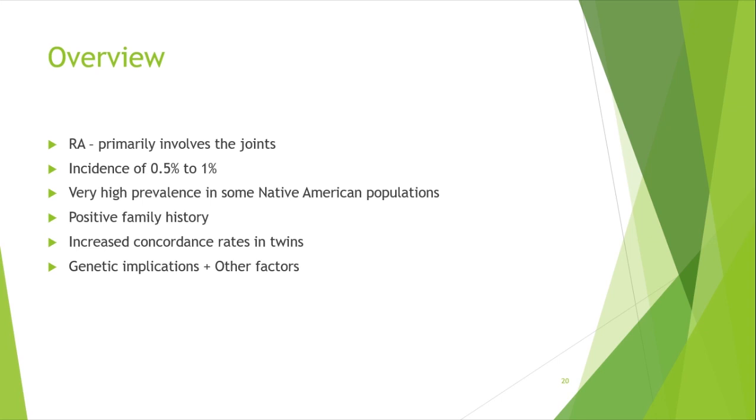Alright, rheumatoid arthritis primarily involves the joints, okay? Incidence is between 0.5 to 1%. There have been some observations. There is high prevalence in some Native American populations. Definitely there is a positive family history tied into it. Now, there also seems to be an increased rate in twins. Remember, there is this allele distribution we talked about in immunology, for example, like diabetes.